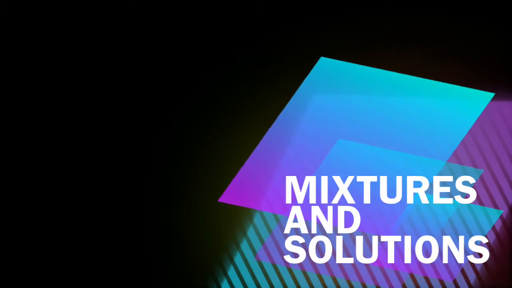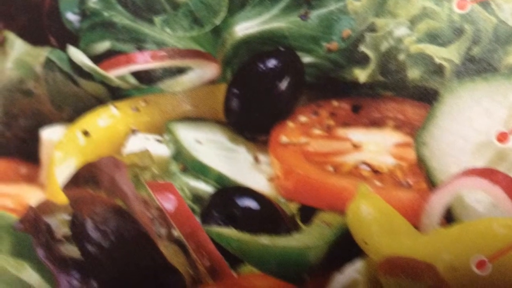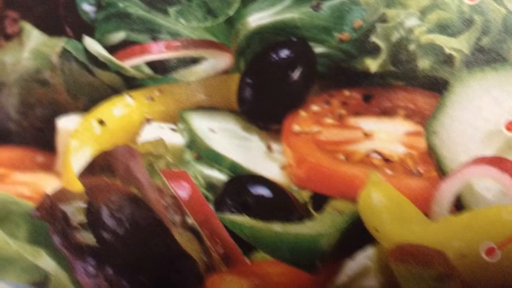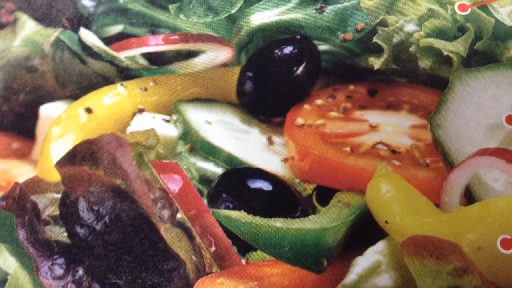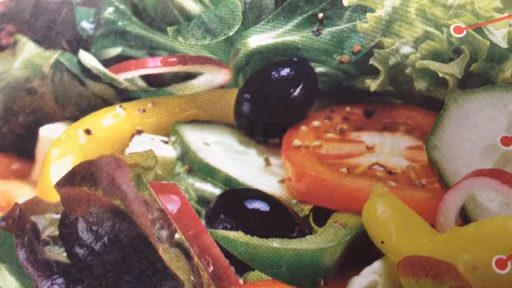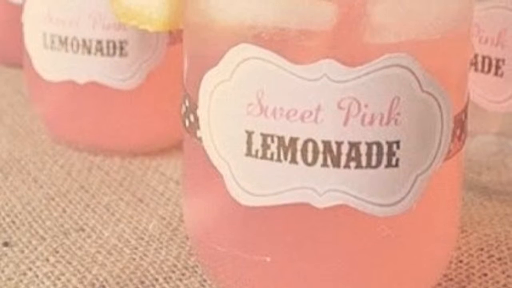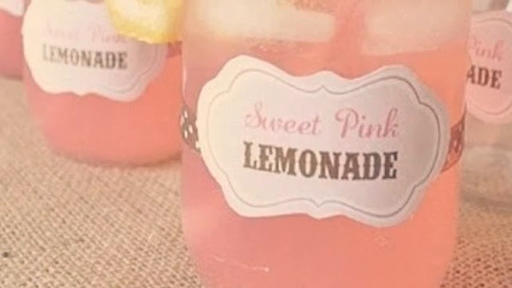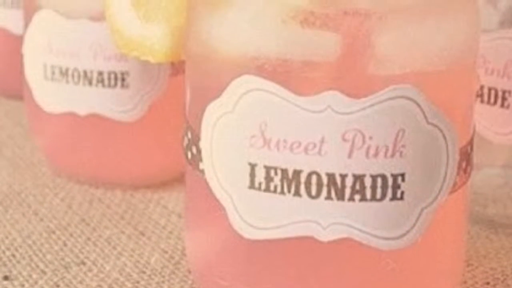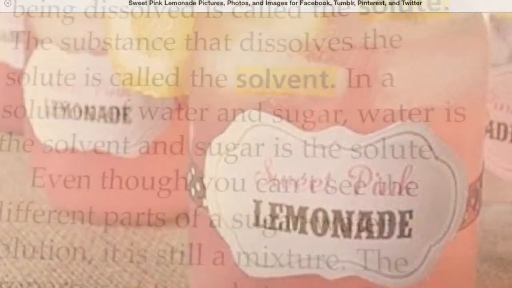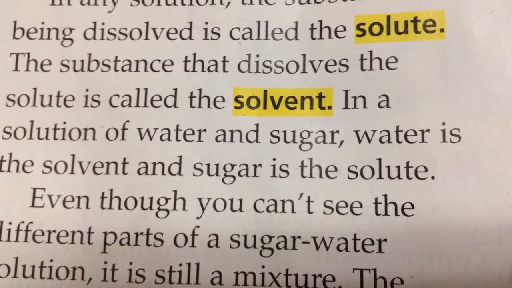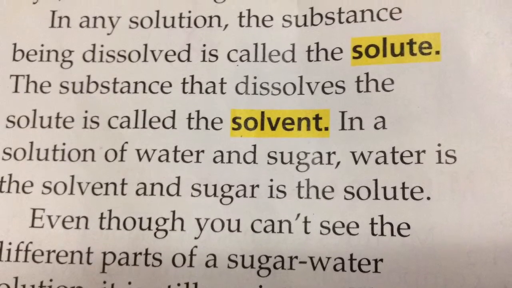Mixtures and solutions. A mixture is a physical combination of two or more substances, like a salad. A salad is a heterogeneous mixture. You can take out the things that are in there. In a solution, they are distributed evenly. A solution is a homogeneous mixture, and you can't take the things out. In any solution, the substance being dissolved is called the solute. The substance that dissolves the solute is called the solvent.